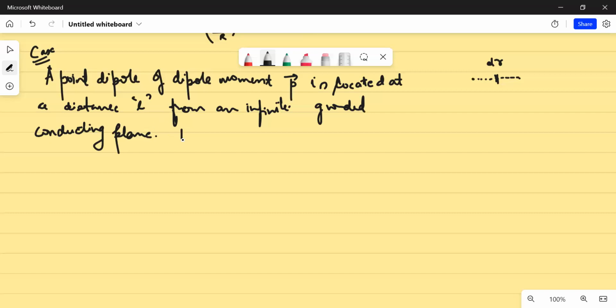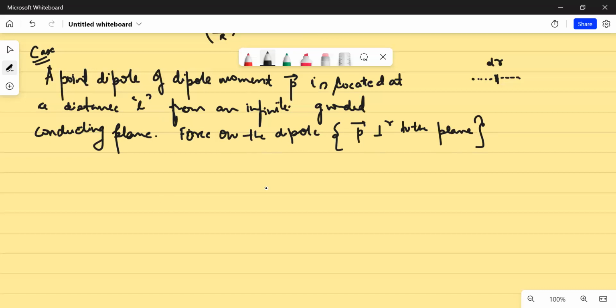And we want to find the force acting on the dipole, provided this dipole moment p vector is perpendicular to the plane.